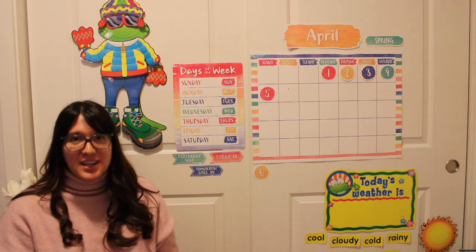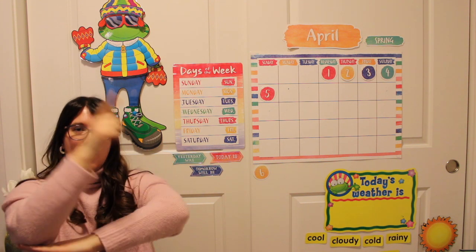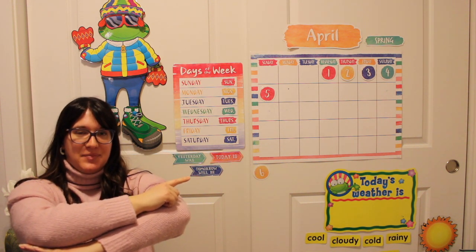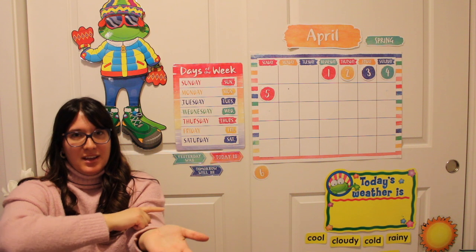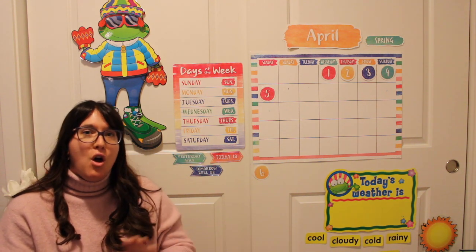Alright, so the first sign that we need to use and remember is day. All you're doing is just putting your elbow by your hand and putting it down for day. Then you open up your palm and you swipe for week. Then we'll go over all of the days of the week.